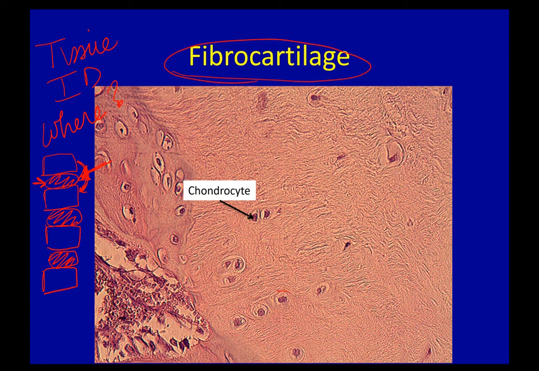So just like before, you can see nuclei here. Those are going to be the chondrocytes. Technically, fibrocartilage is still cartilage, so we still call them chondrocytes. You can see the collagen fibers. These little fibers here are going to be the collagen fibers.